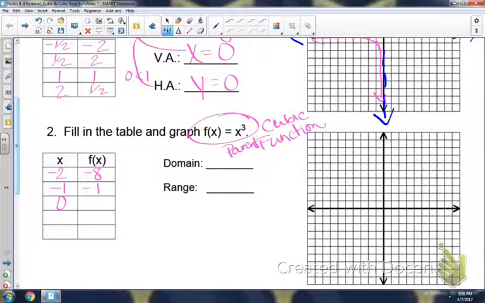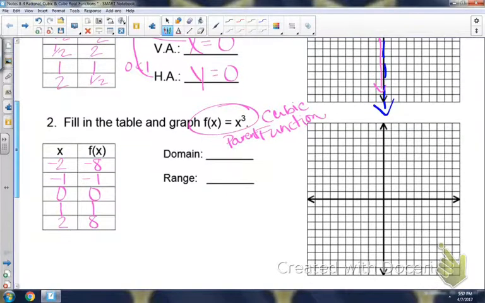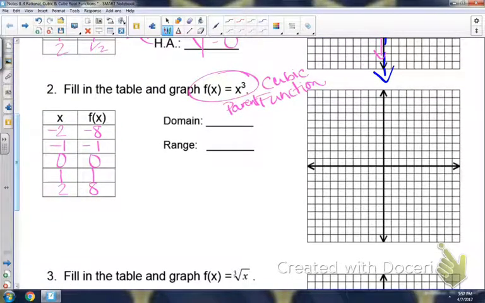0 cubed is 0. 1 cubed is 1. And 2 cubed is 8. Okay, so we've seen a cubic graph before, but let's go ahead and plot those points. So negative 2, negative 8. Negative 1, negative 1. 0, 0. 1, 1. And 2, 8.